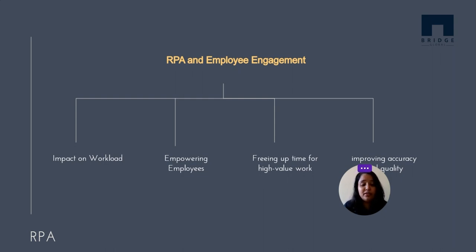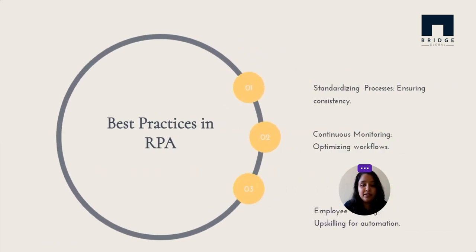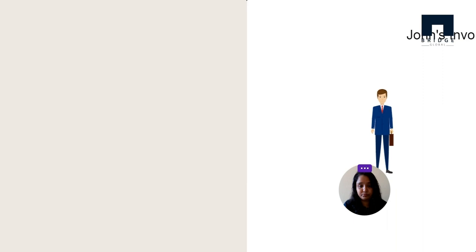Now, let's talk about the best practices in RPA. The first one is standardizing processes. This ensures consistency and reliability. While continuous monitoring allows organizations to identify areas for improvement, there is one more thing called employee training, which is very essential to ensure that the staff are equipped with the skills they need to work effectively alongside the RPA bots.